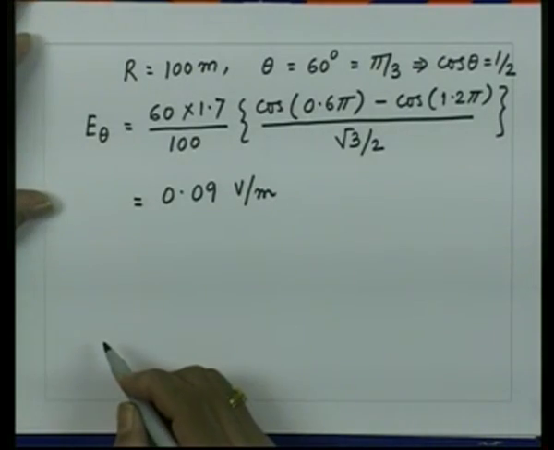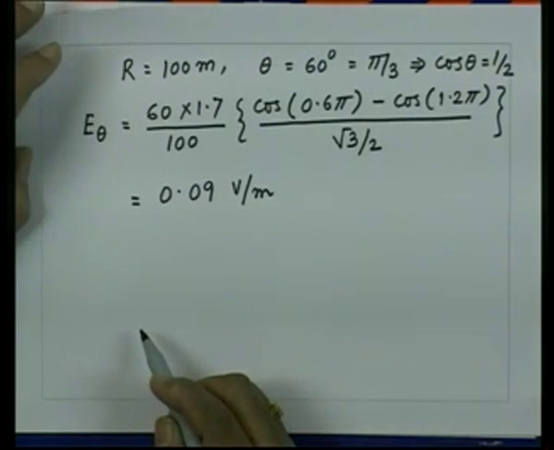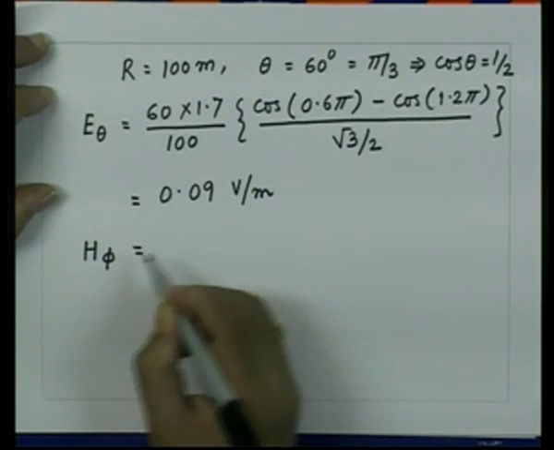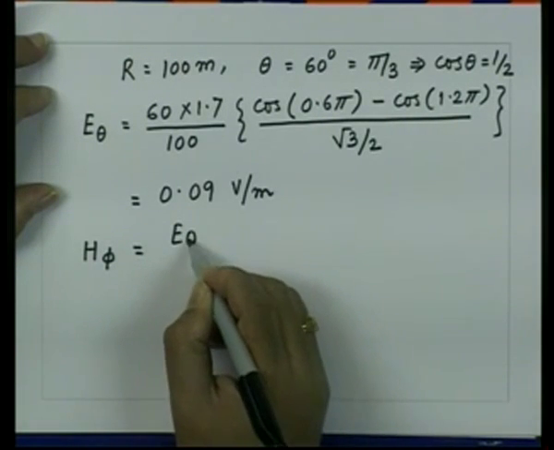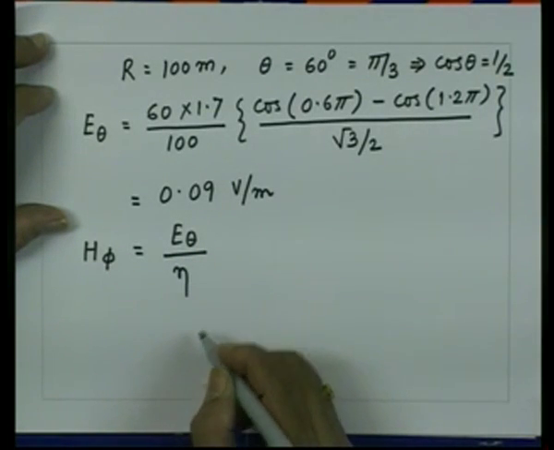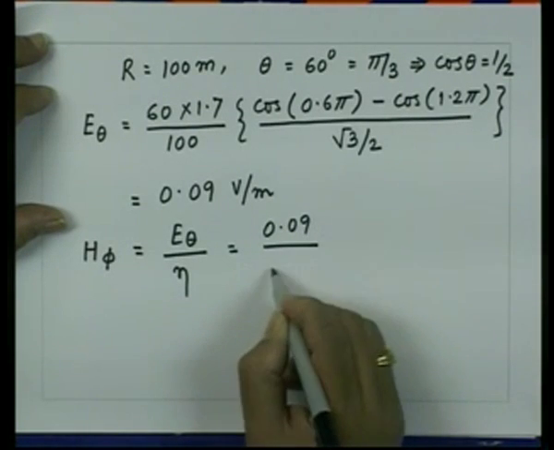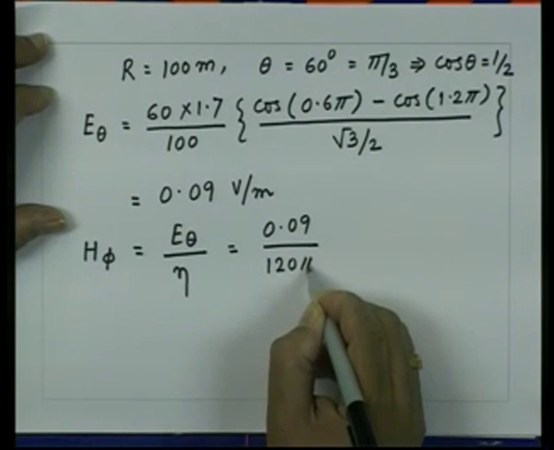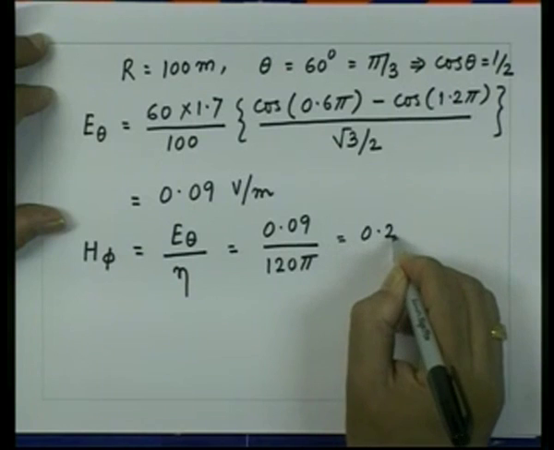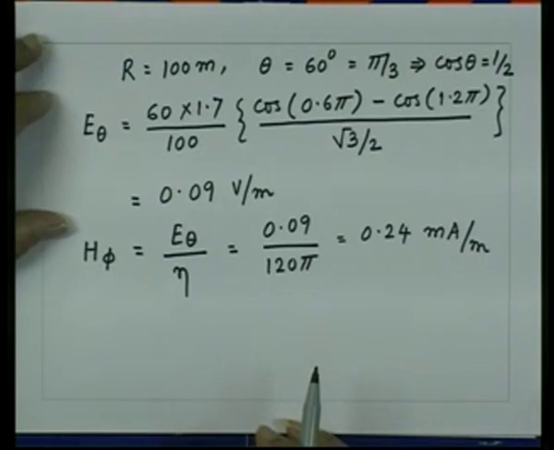Once I know the electric field, then I can find out the magnetic field, since I know the relation between the electric and magnetic field. That is, H phi for the radiation field is equal to E theta upon the intrinsic impedance of the medium, which is 120 pi. So H phi will be equal to 0.09 upon 120 pi, that is equal to 0.24 milliamperes per meter.